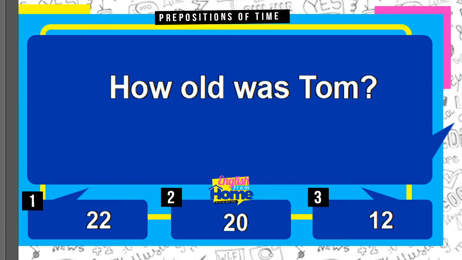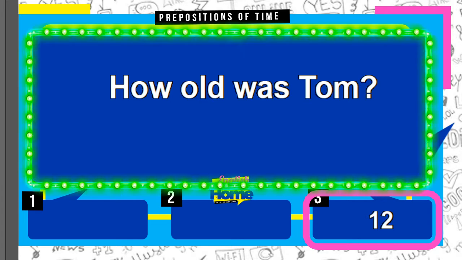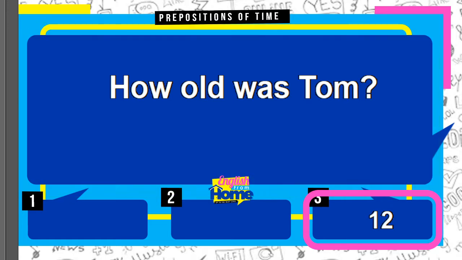Okay, so we already have an answer, okay? Luis says that the correct answer is number 3. Can we check if that is the correct answer? Efrain says number 3. So let's check the answer, please. What is the answer? That's correct, guys. So the answer is number 3. Tom was 12 years old. That's correct.